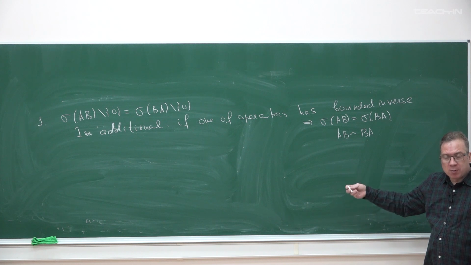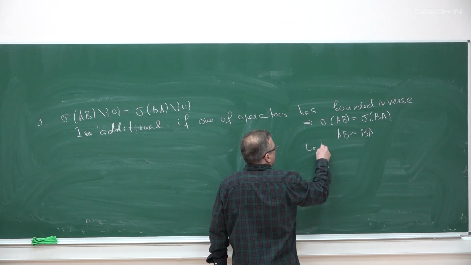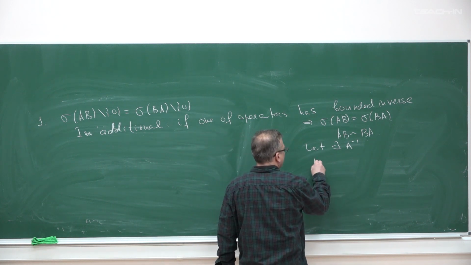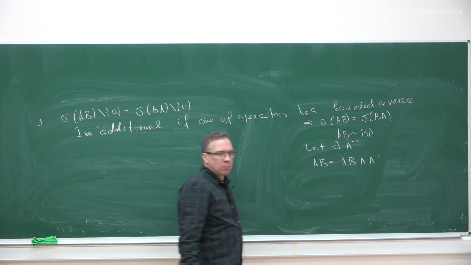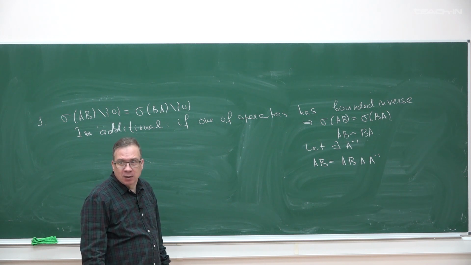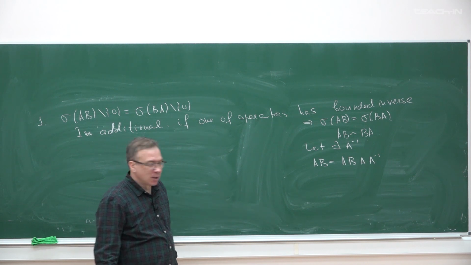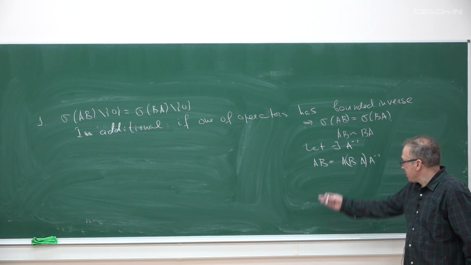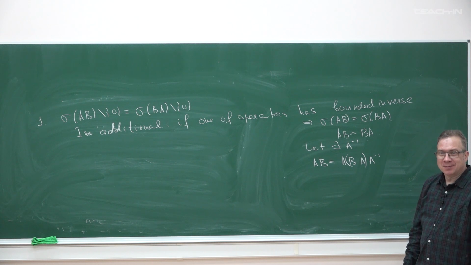We prove that the spectra of similar operators coincide. Why? Let A^{-1} exist. Multiply it by identity from the right and write this identity as A^{-1}A. And what do you see? They are similar. AB and BA are related by the inverse operator, so they have the same spectrum.